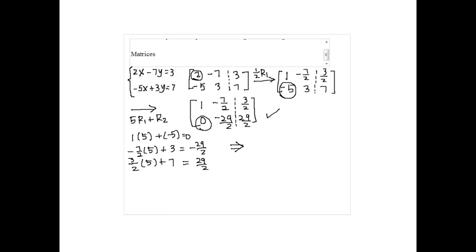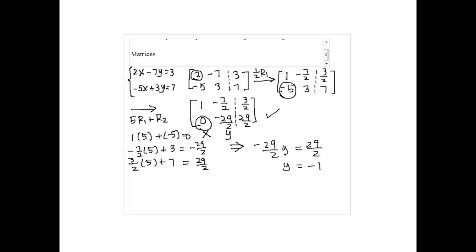So we're going to put the matrix form into the original form. Notice that the left column is the x column, and the middle column is the y column. So we can write the bottom row as -29/2 y equals 29/2. So y equals -1.